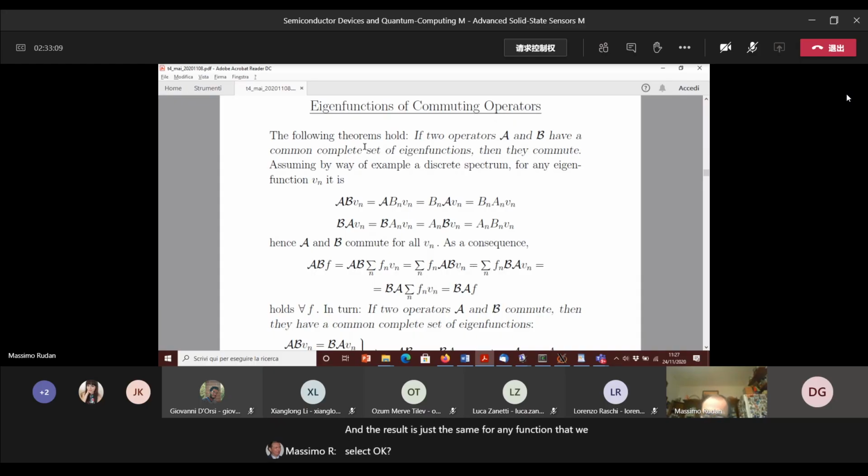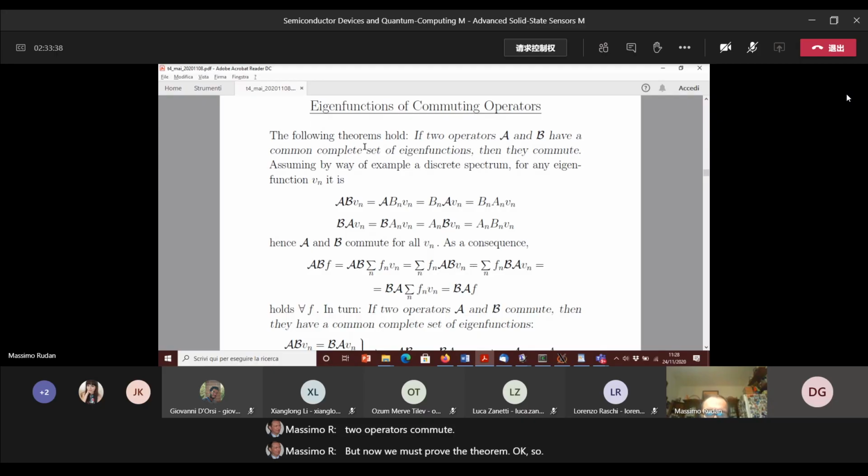Why is this theorem very useful? Because checking for commutativity of two operators is much easier than checking for the presence of a common set of eigenfunctions. Okay, we do not have to solve anything. We simply check whether the two operators commute. But now we must prove the theorem.